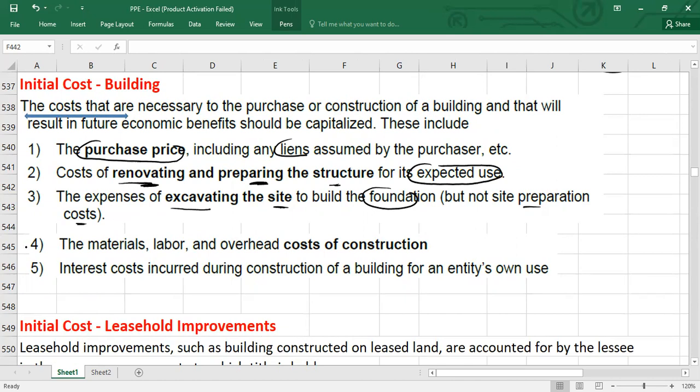Then when you construct the building, you will also incur certain costs of material, labor, and overhead. So these costs will also be part of the cost of building. And then you might also have an interest cost which you have incurred during the construction of the building for the entity's own use. That interest cost should also be capitalized.